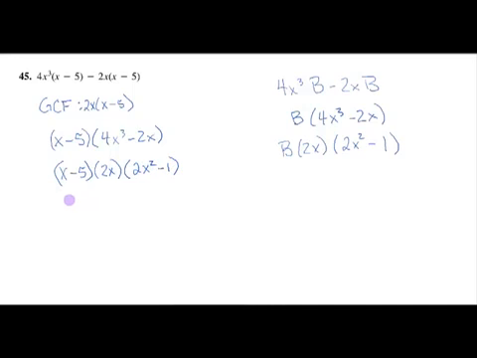You may want to rewrite this as a 2x, x minus 5, 2x squared minus 1. Either way is a correct answer. It just seems that this looks a little more aesthetically pleasing. We don't have as many parentheses with everything.